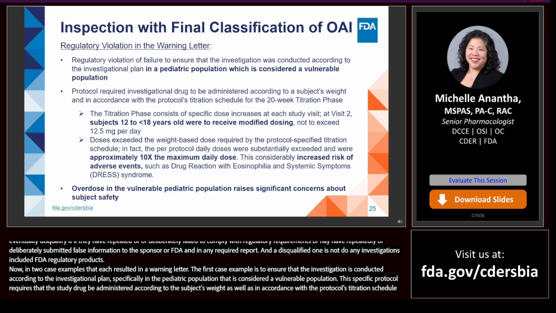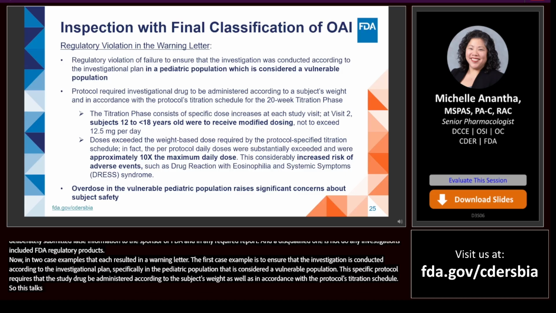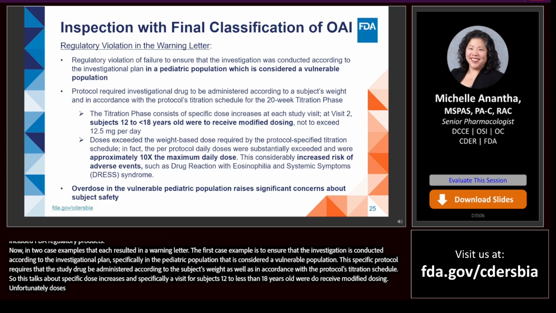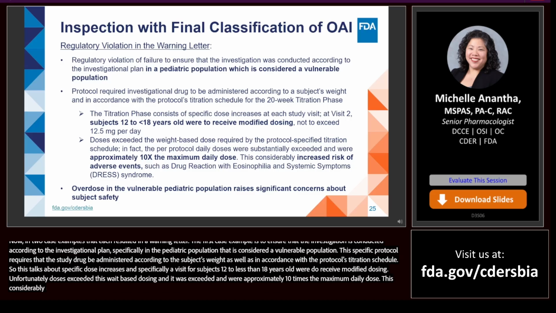So this titration phase consisted of specific dose increases at each study visit, and specifically at visit 2 for subjects 12 to less than 18 years old, they were to receive modified dosing. Unfortunately, doses exceeded this weight-based dosing, and in fact, the per protocol daily doses were substantially exceeded and were approximately 10 times the maximum daily dose. This considerably increased the risk of adverse events such as stress syndrome. We concluded from this that overdose in the vulnerable pediatric population raises significant concerns about subject safety.